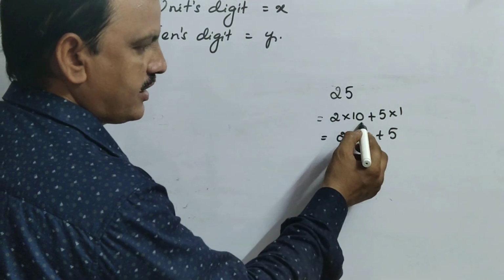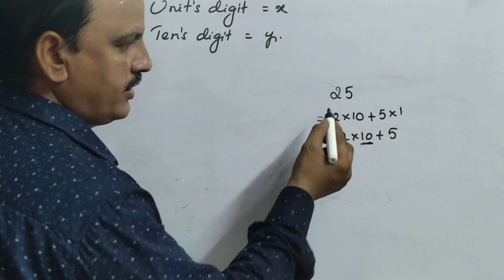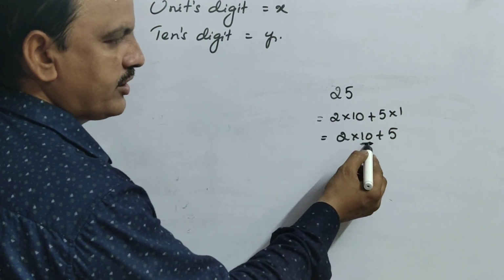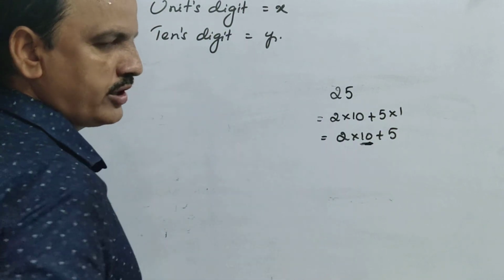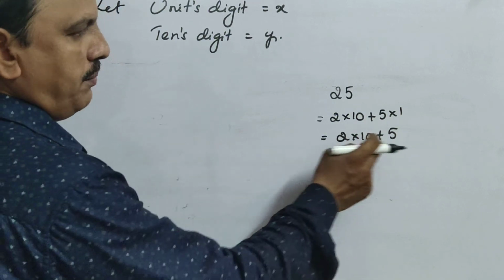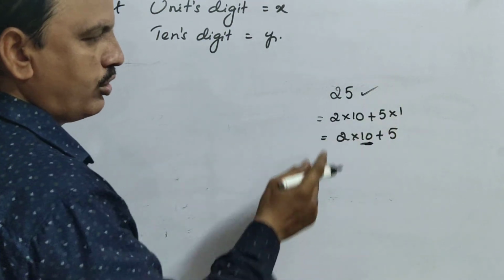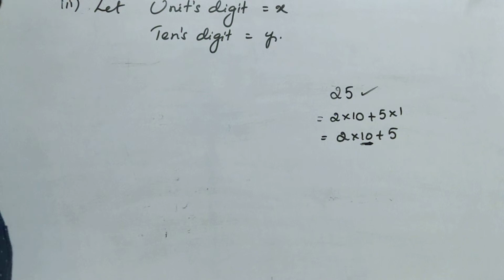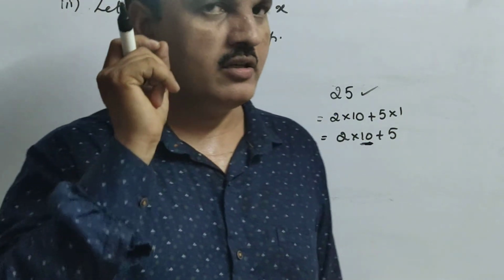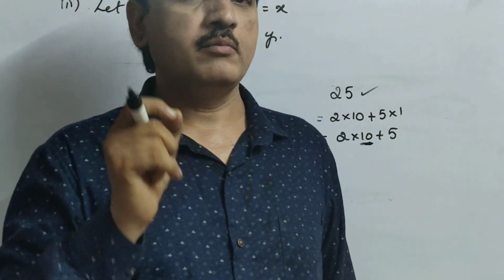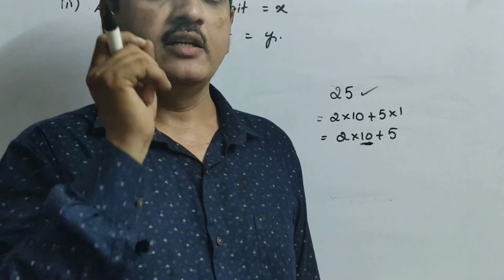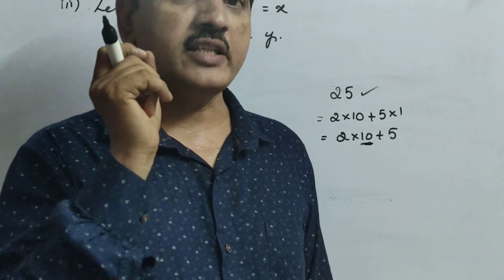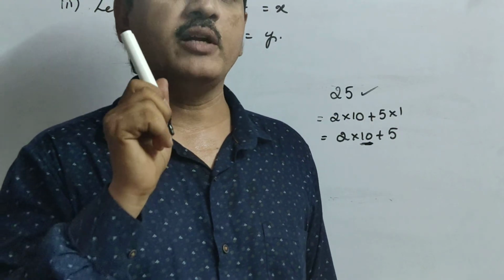Always the tens digit here is multiplied with 10. Tens digit is multiplied with 10. So 10 into 2 is 20. So 20 plus 5 is 25. So this is a 2-digit number. Okay, for 2-digit number, the light should come on in your brain completely. Okay, tens digit should be multiplied with 10. Tens digit should be multiplied with 10.